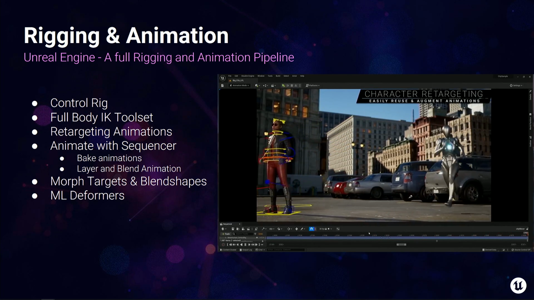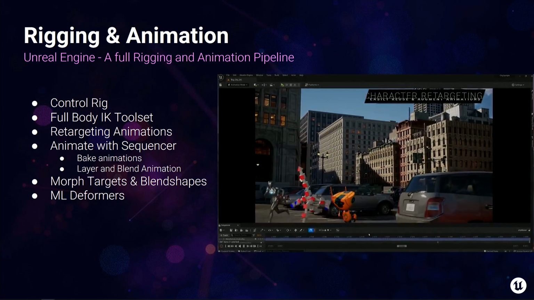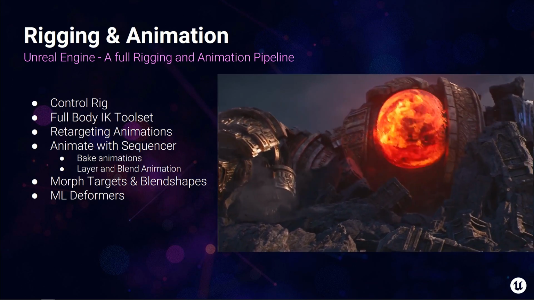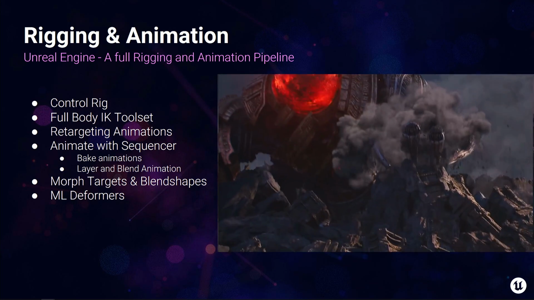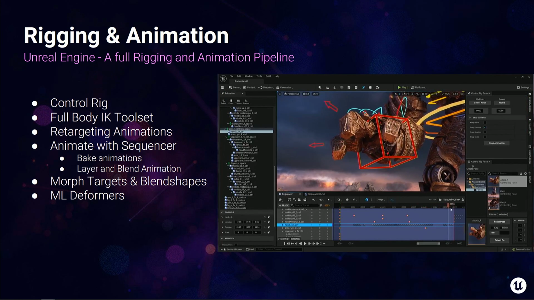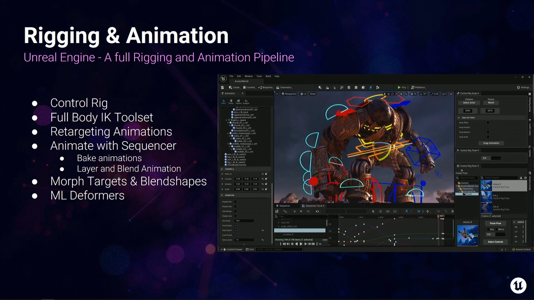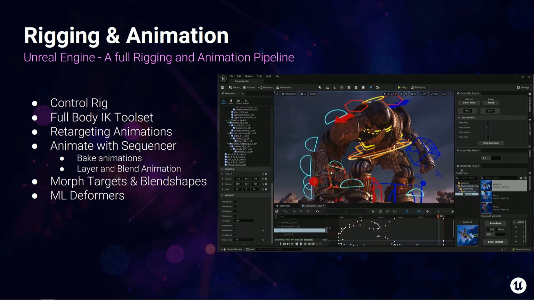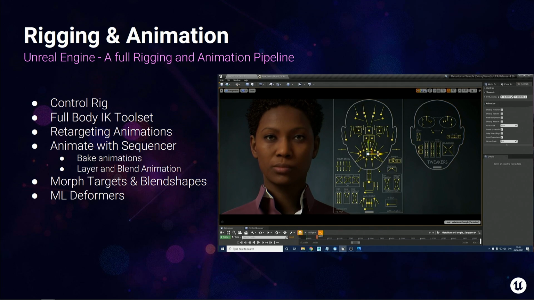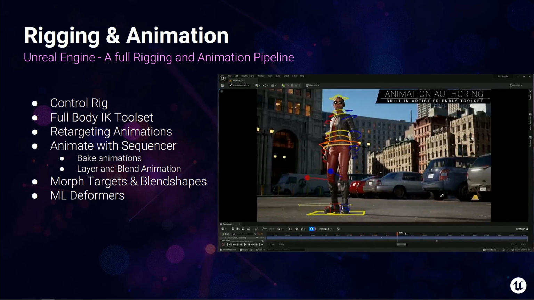Control Rig also has a full-body IK tool set, and we can retarget animations or transfer those animations between characters of different proportions or different skeletons, allowing us to repurpose our existing animations onto other characters. We can animate in Sequencer with a whole new host of animation authoring tools, which include a pose library, a tween tool, a snapper tool, space switching for Control Rig, temporary pivots, and editable motion trails. We can bake animations for better performance, and we can even layer and blend animations to simplify the animation process.